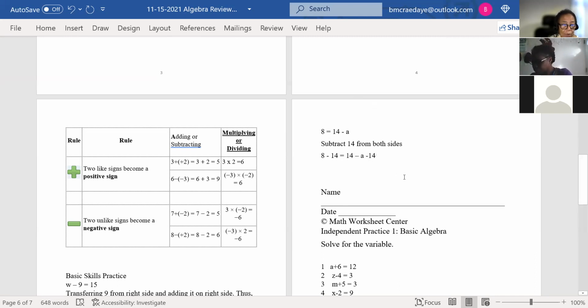All right. So what do we get on the left side, Maureen? 8 minus 14. 6. Plus or minus?